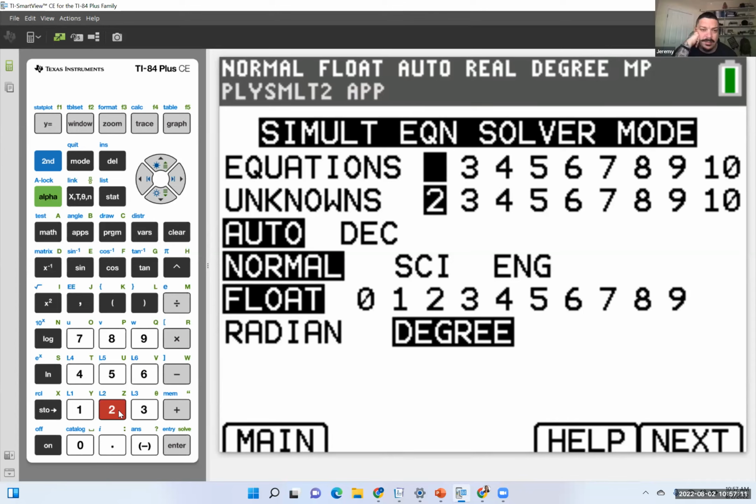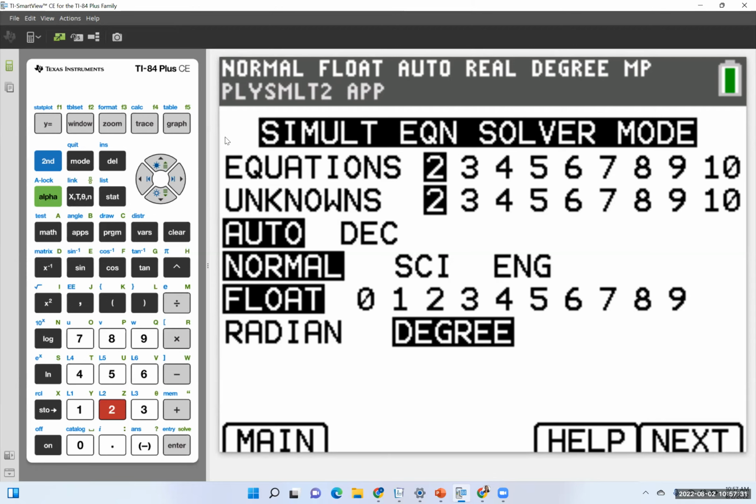Whenever you're saying Polysmlt, I think that actually means poly simultaneous. SMLT is an abbreviation for simultaneous. Yeah, it is. And poly is an abbreviation for polynomial. So I'm just being ridiculous when I say that. But yes, that's the name of the app.